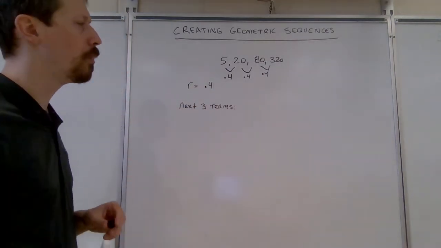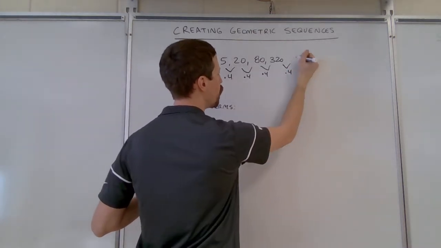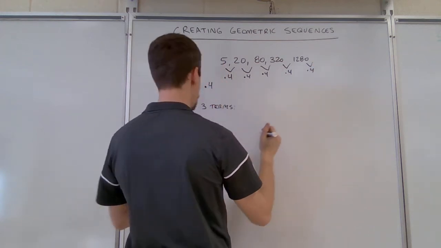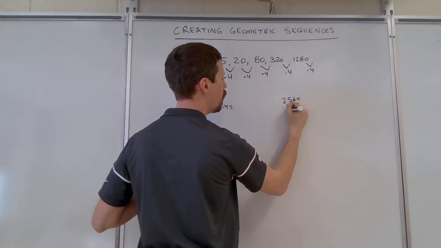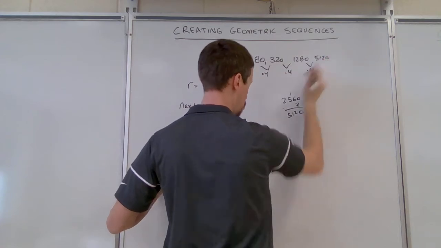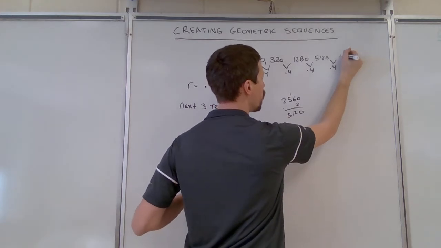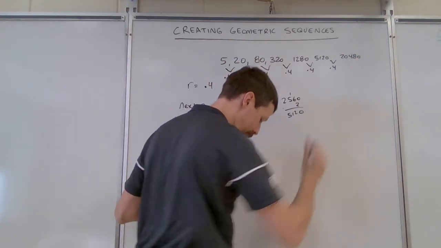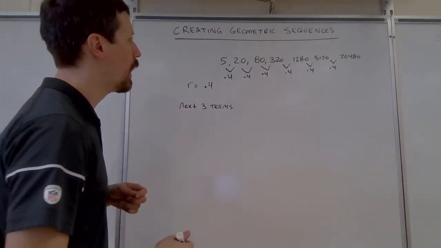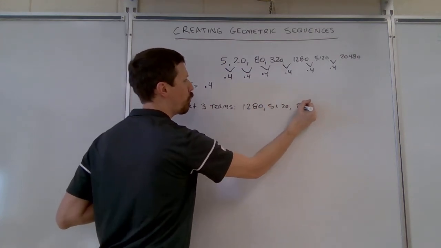And then for the next 3 terms, that's where it gets a little bit tricky. 320 times 4 gives me 1280. 1280 times 4 gives me 5120. And then my last one, 5120 times 4, gives me 20,480. Once again, I don't expect you to do these in your head. If you need a calculator, please use it. The next 3 terms are 1280, 5120, 20,480.